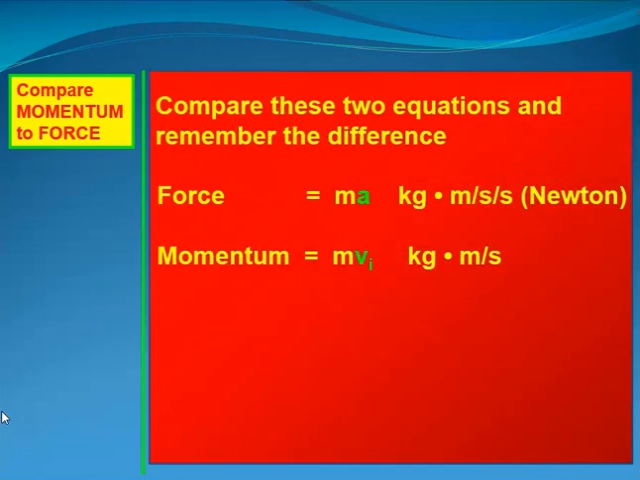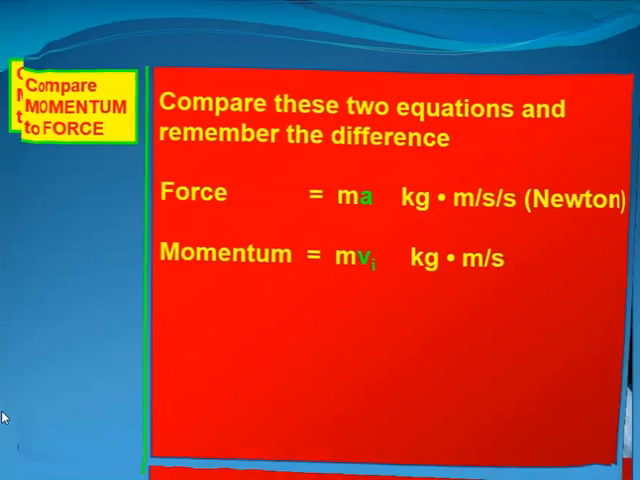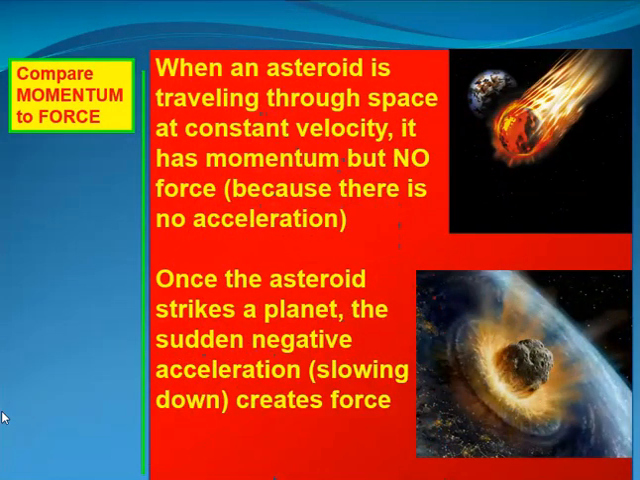Compare these two equations and remember the difference. Force equals mass times acceleration. Momentum equals mass times the instantaneous velocity. When an asteroid is traveling through space at constant velocity, it has momentum, but it has no force because there's no acceleration. Once the asteroid strikes a planet, the sudden negative acceleration, slowing down, creates the force.